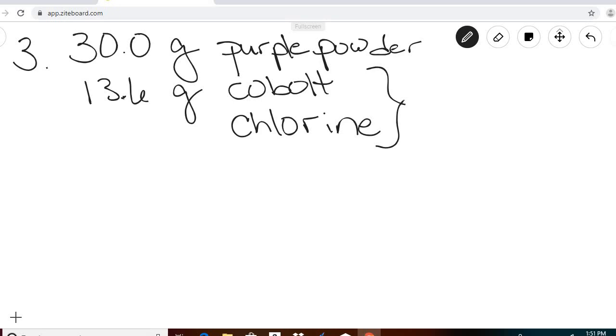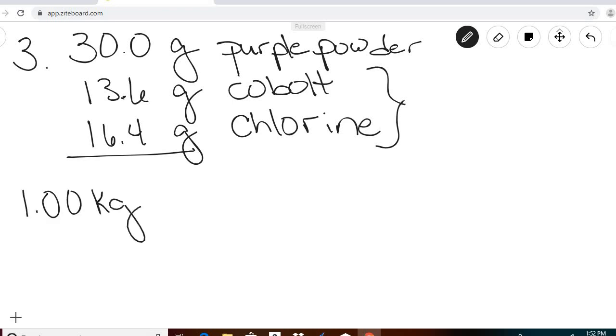So 13.6 plus 16.4 grams of the chlorine will add up to our 30 grams of purple powder. Okay, so that's the first part of the question. And then it says that the chemist wants to make 1.00 kilograms of this purple powder.